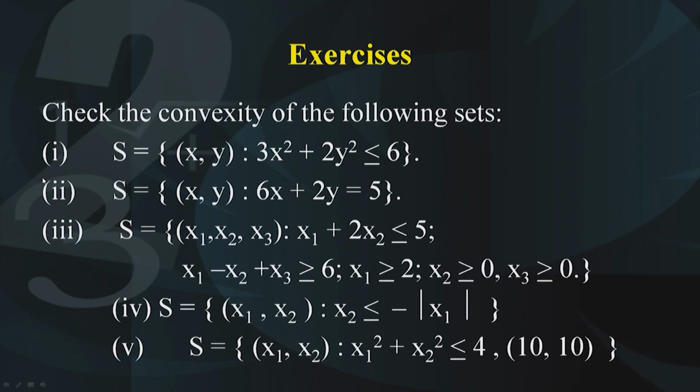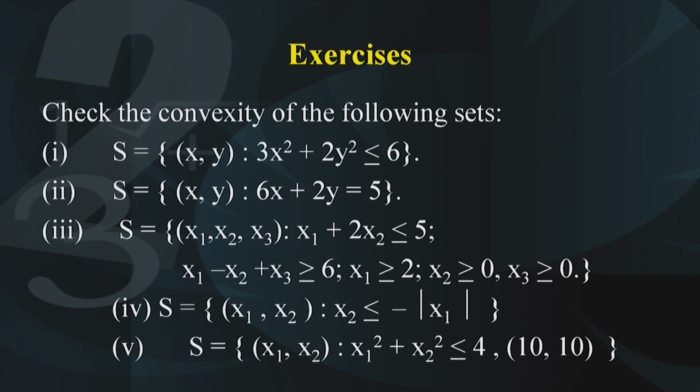I want you to check the convexity of the following sets. Number 1, S given by (x, y), where x and y satisfy the condition 3x squared plus 2y squared is less than or equal to 6. As you can see, this is nothing but an ellipse region. Number 2, the set S given by (x, y) such that 6x plus 2y is equal to 5. As you can see, this is nothing but a straight line.